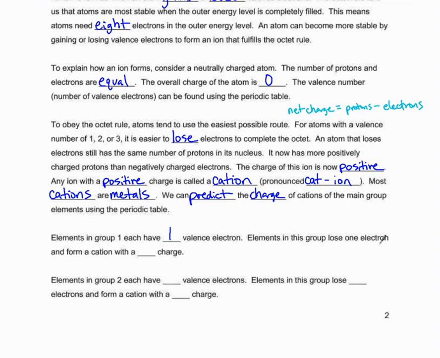So let's pick one. Let's talk about potassium. Potassium is a group 1 element. Here it is. It has 1 valence electron. Elements in this group tend to lose 1 electron and form a cation. So here it is, neutrally charged potassium. It's very unstable. When you open the container, it tends to just explode. And that is potassium's attempt to make itself more stable.